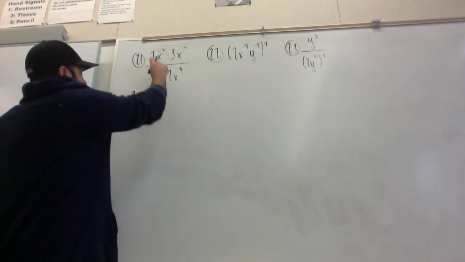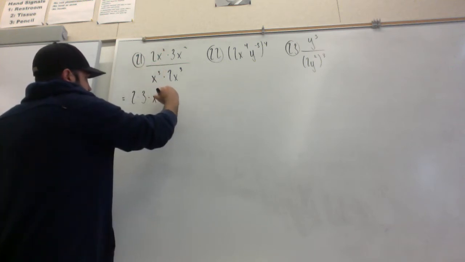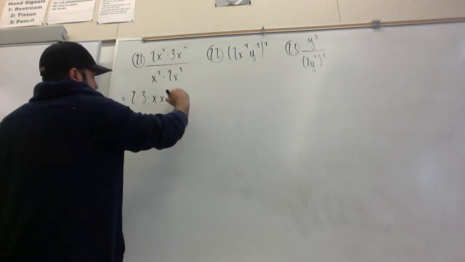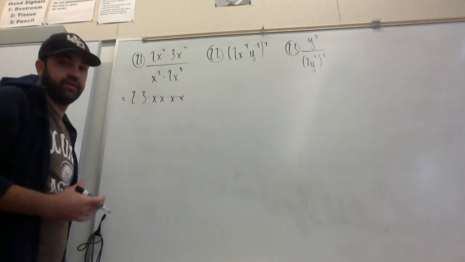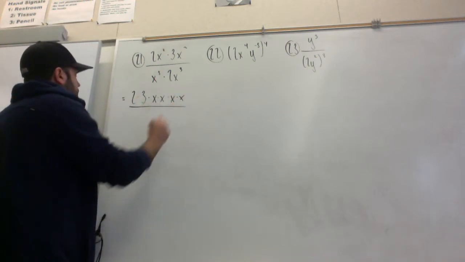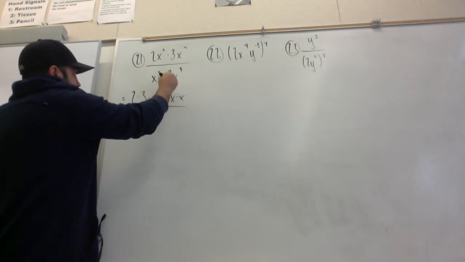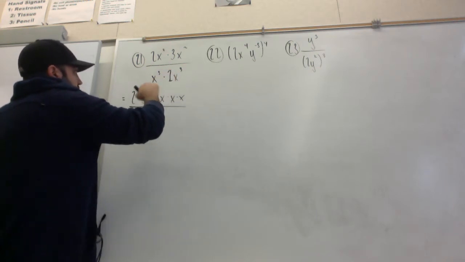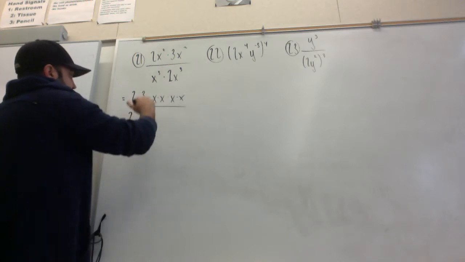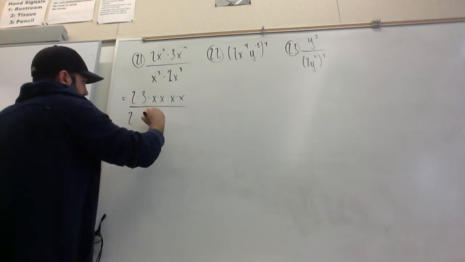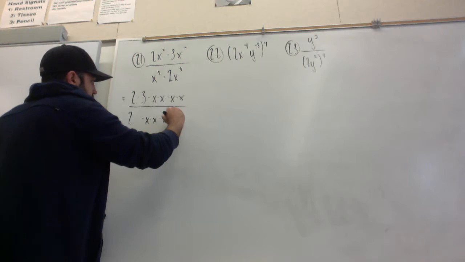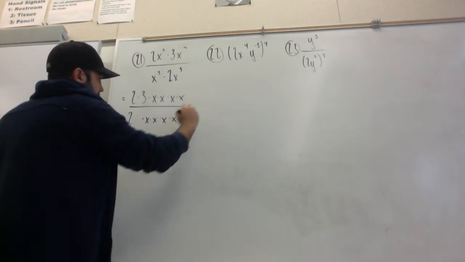But I'm just going to break it down because x squared is actually x times x, and this x squared is also x times x. So I'm completely decomposing it. On the bottom here, I put the 2 first, then I've got the 2, and then I've got 3 x's there, 3 x's there, so that would be 6 x's altogether. 1, 2, 3, 4, 5, 6.